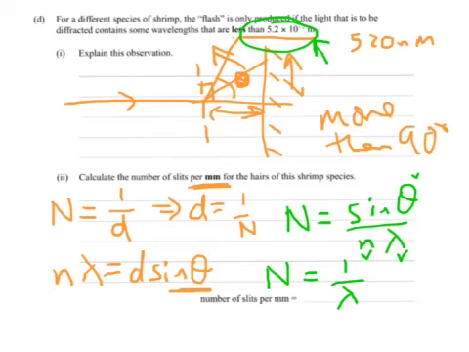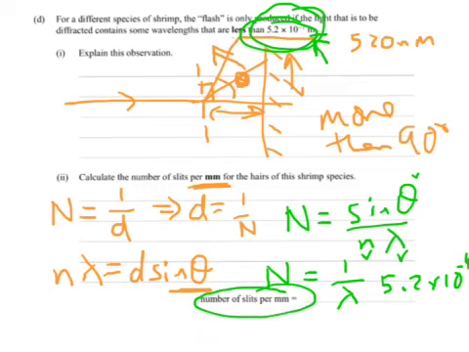So if you put in this value here, remember that's in meters, so your wavelength would be 5.2 times 10 to the minus 4 in millimeters, and in the units that we're after, which is slits per millimeter, you get something around the value of, let's just double check my solutions, 1900 lines per millimeter.